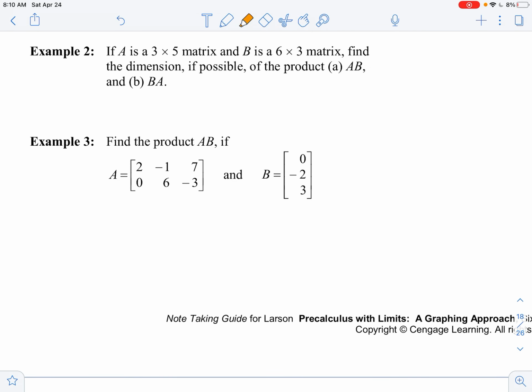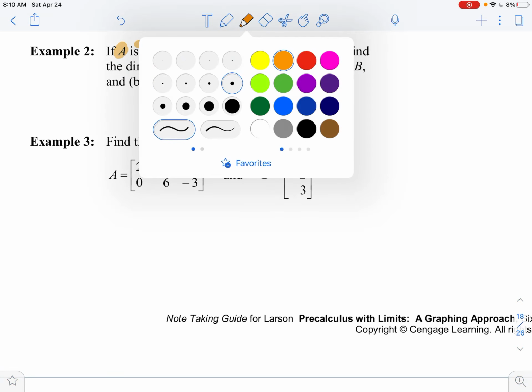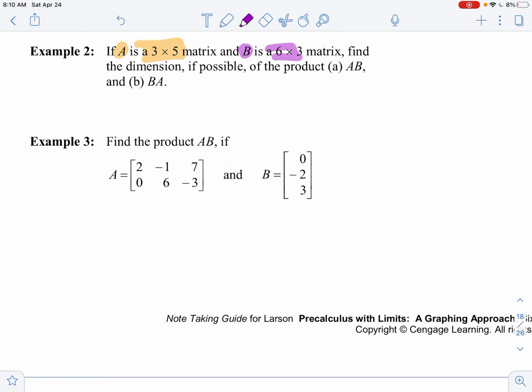Okay? So, for example, if matrix A is a 3 by 5 matrix, and matrix B is a 6 by 3 matrix. Find the dimensions, if possible, of the product A times B. So before we even look to see what the matrix is, we need to see if it's possible, and we look at its dimensions. So if matrix A is a 3 by 5 matrix, and matrix B is a 6 by 3.